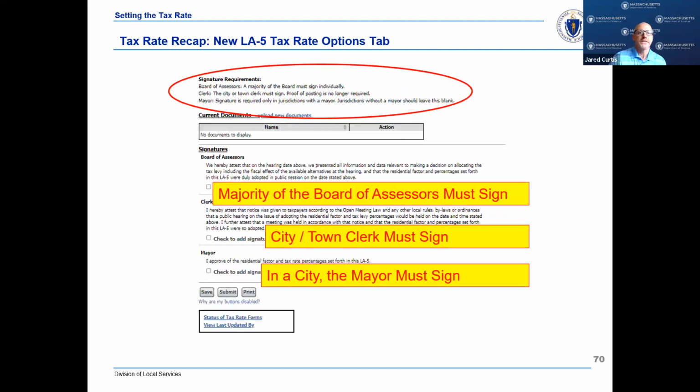This slide displays the signature section of the LA5 Tax Rate Options tab. A majority of the Board of Assessors, the city or town clerk, and the mayor, if applicable, must sign the LA5 form. And on the newly designed LA5 form, you will see that the signature information requirements are specified at the top. We have had problems in the past with signatures. So the key is the majority of the Board of Assessors must sign this form, the city or town clerk, and the mayor, if applicable. Next slide, please.